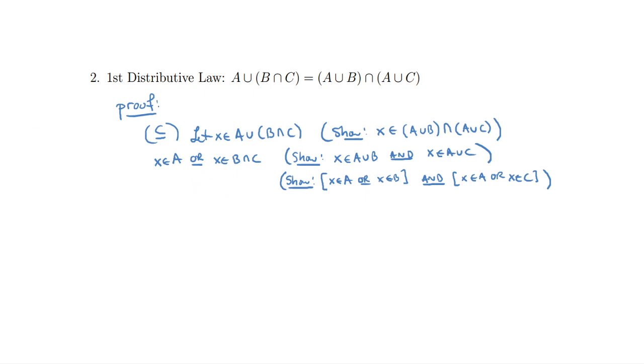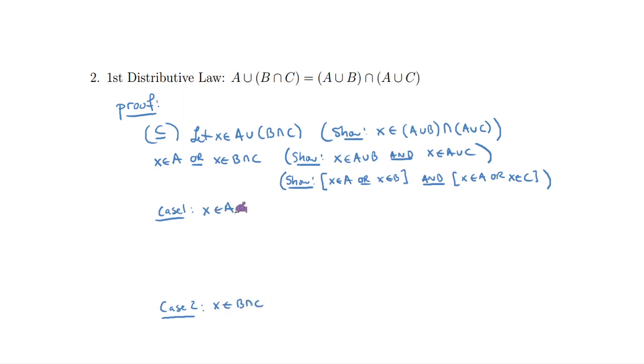Now, we effectively have two cases to deal with, right? Because we have an OR here. So case 1, x is an element of A. And then case 2, x would be an element of this. So this right down here, we'll write case 2, x is going to be an element of B intersect C.